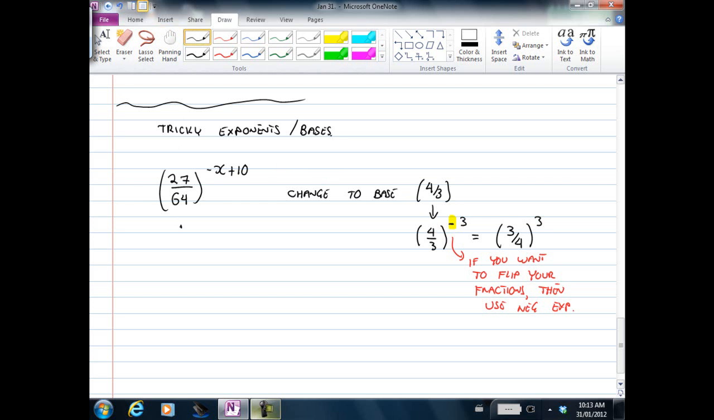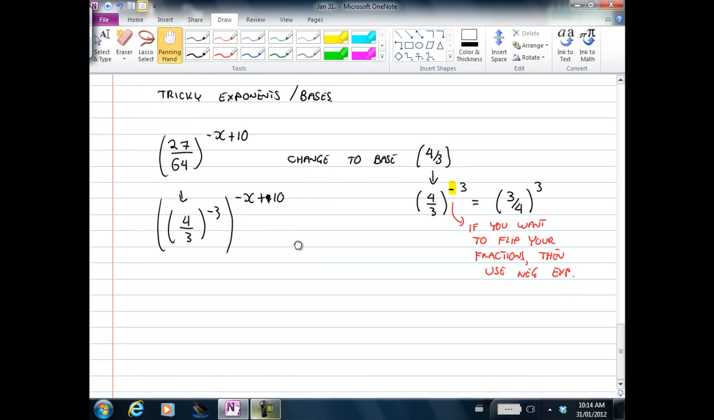So this whole entire thing really becomes 4 over 3 to the power of negative 3. And be careful, my original exponent hasn't changed yet. Go ahead and simplify this right now. 4 over 3 to the power of negative 3 to the power of negative x plus 10. Go ahead and simplify this on your own.